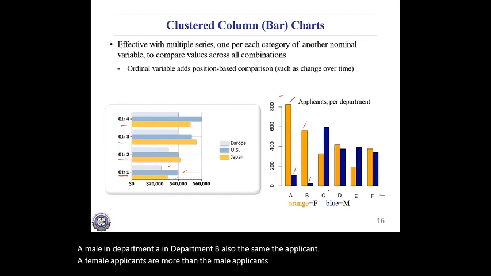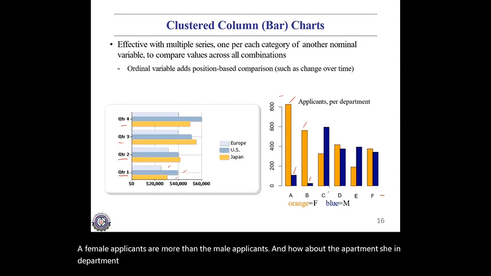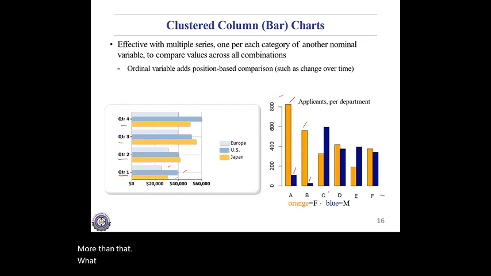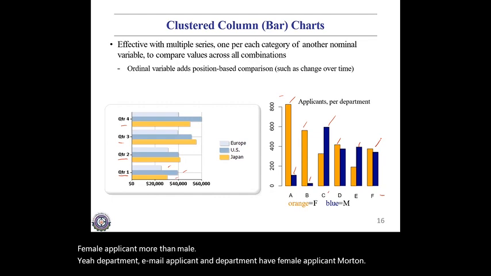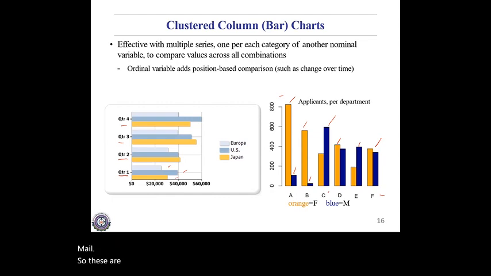And how about department C? In department C, male applicants are more than female applicants. And then in department D, female applicants are again more than male. Department E, male applicants are more, and department F, female applicants are more than male. So this is how to read the clustered column chart.